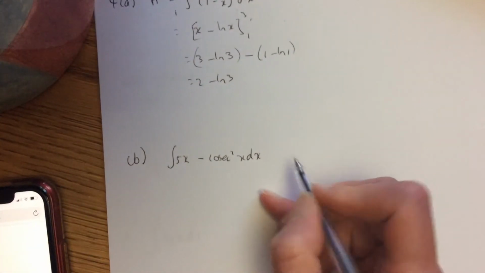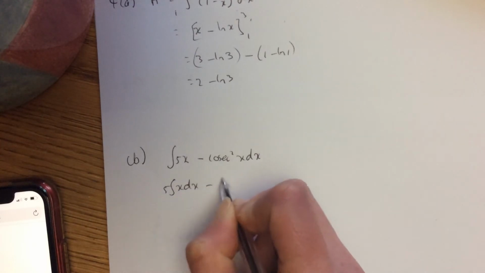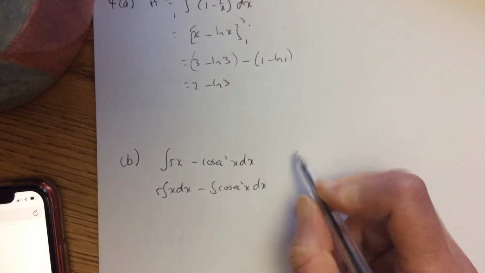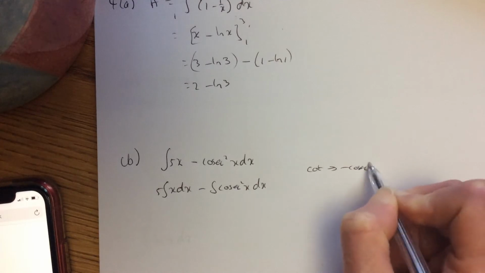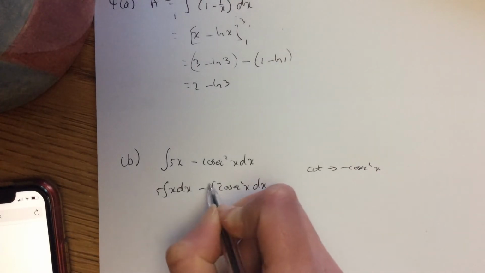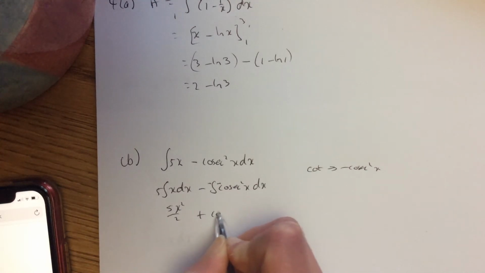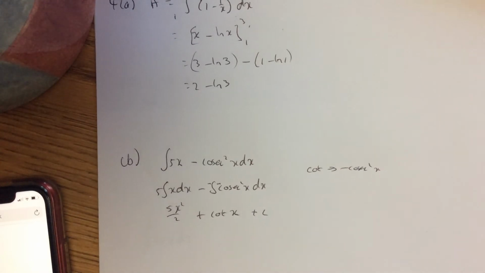Part B. I'm going to split this integral up. So it's cosec squared x dx. Now cosec squared. Cot goes to minus cosec squared. I suppose I didn't have to break the integral up, but anyway. Just doing the first one. So it's plus, and that goes back to cot x, and don't forget your c.